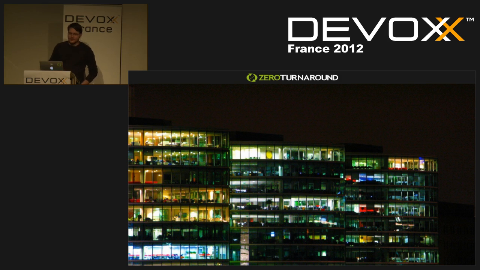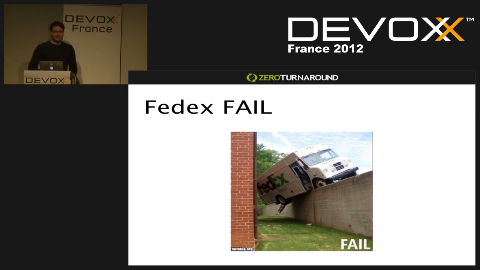Well, one of the reasons why people complain about it is because most of the actual deployments happen at 3 a.m. on a weekend. And those poor people who get to actually do the deployment are pretty unhappy. But that is not the main reason. The main reason is actually because this is what the FedEx fail looks like.